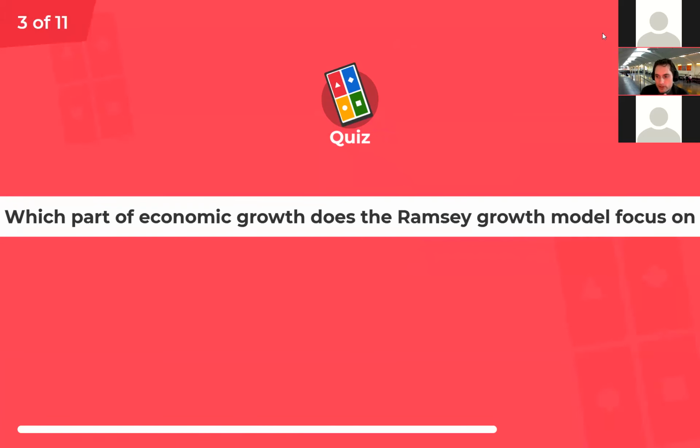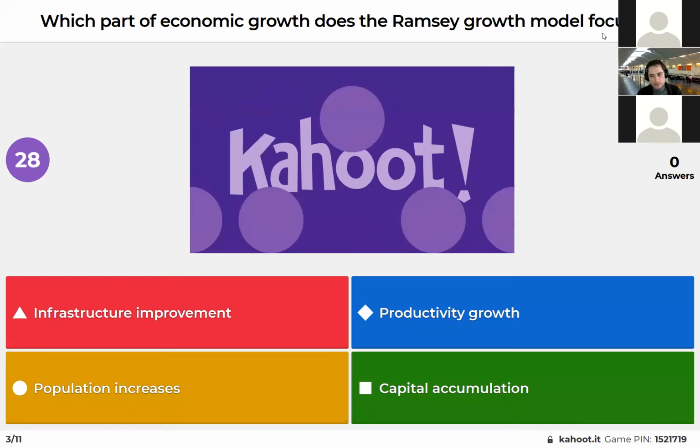Which part of economic growth does the Ramsey growth model focus on? Infrastructure improvement, productivity growth, population increase, or capital accumulation?